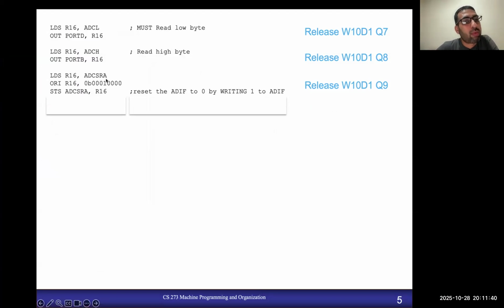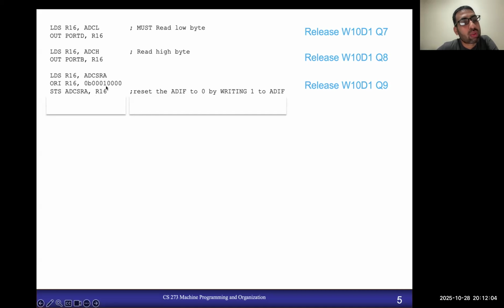So what I'm doing is that I'm first reading the ADCSRA register into R16, and then I'm saying ORI R16 with the binary value 0001 0000. I did it in binary form this time just to make it more clear, right? Otherwise, you can also do 1 shift left 4 times.